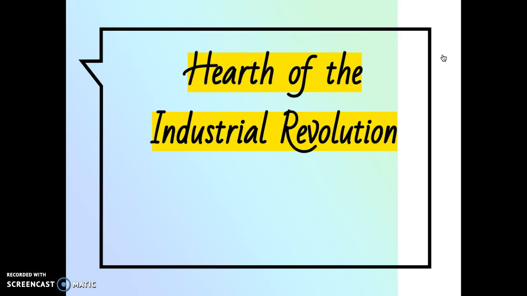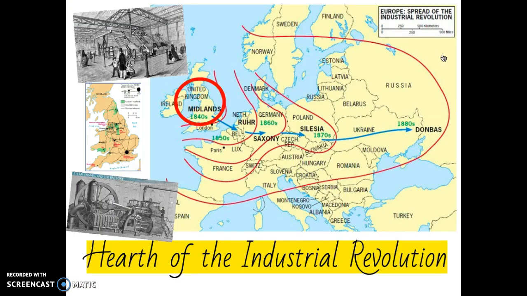And the first thing we're going to talk about is the hearth of the Industrial Revolution. So the Industrial Revolution begins in Great Britain in the 1840s, maybe a little before then, and it primarily started in the textile industry. Remember, textiles are making clothes. There's a few reasons why Great Britain was the hearth of the Industrial Revolution.